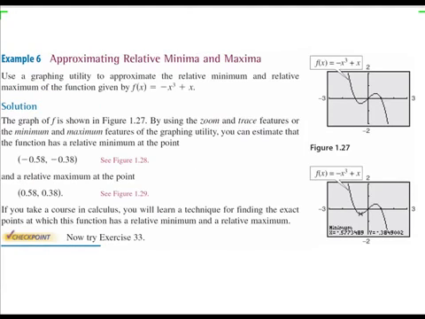All right, example 6 here. We need to find any relative minimums and maximums for this function. So we graph it on the graphing calculator and you get this right here. Right here, this would be the relative minimum. Right here, this would be the relative maximum.